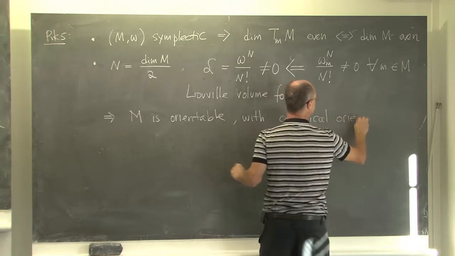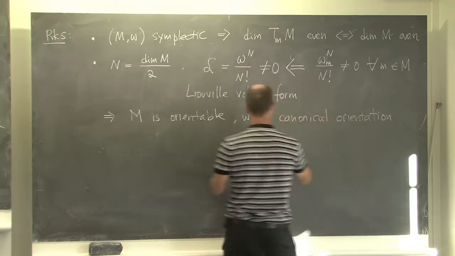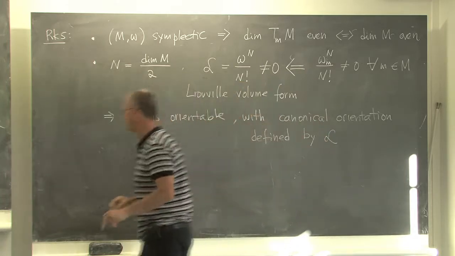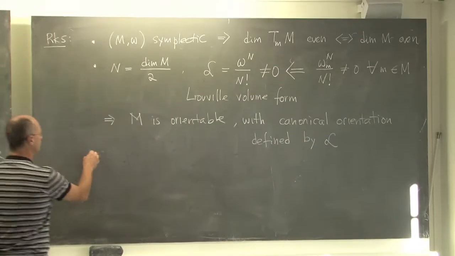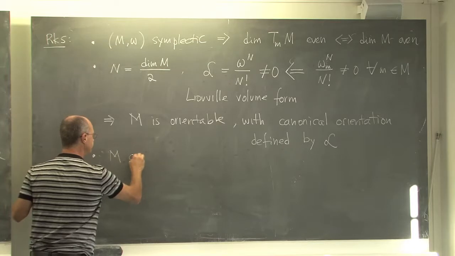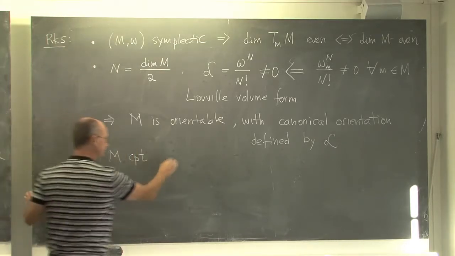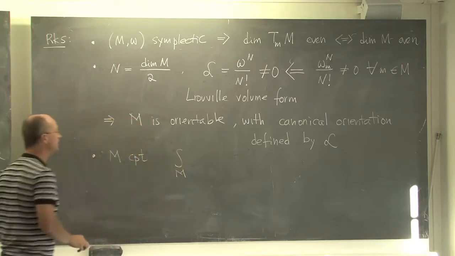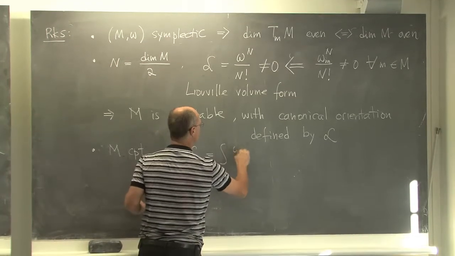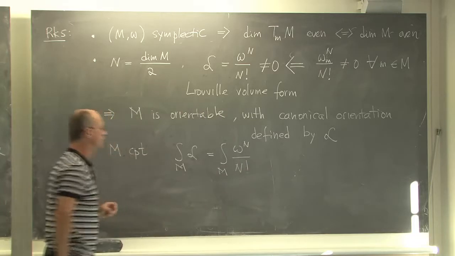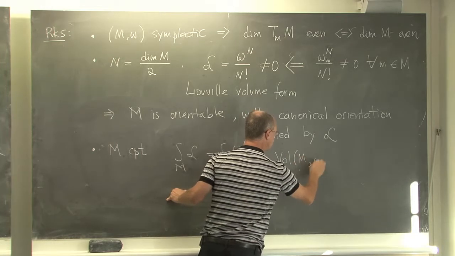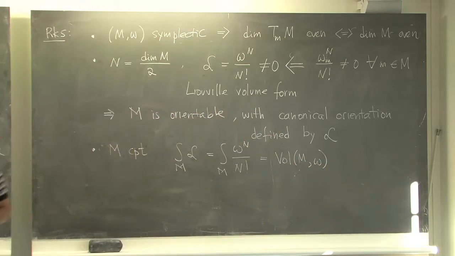This canonical orientation defined by L. Now, if M is compact, we can integrate this Liouville form over the manifold, and this is called the symplectic volume of M, so it's associated to M and omega.